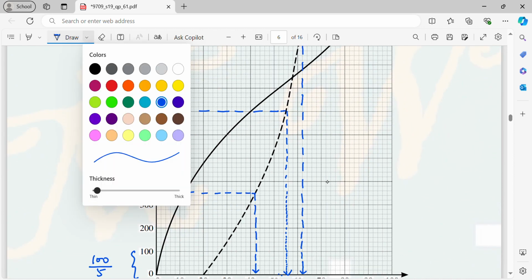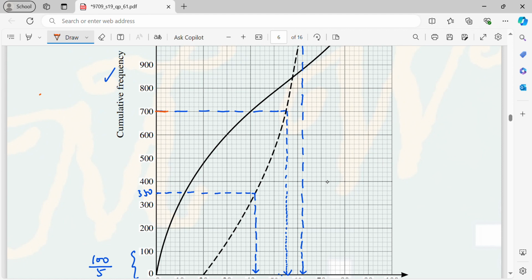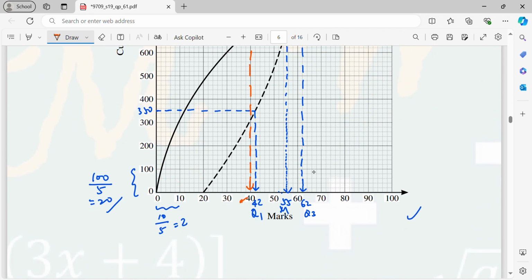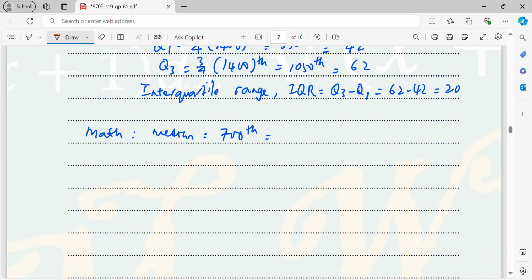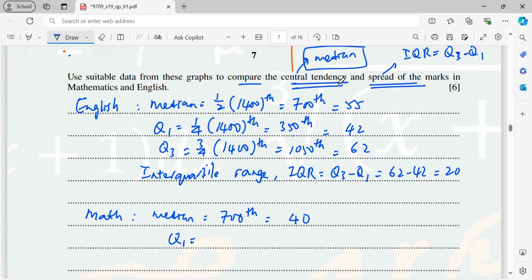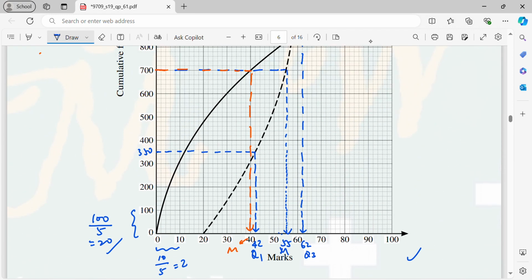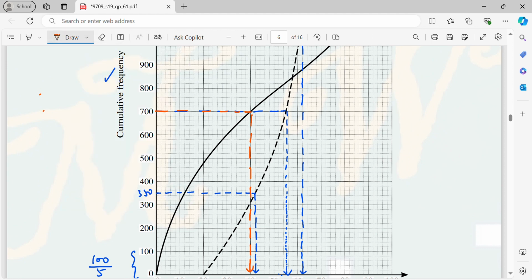Now we refer to the solid line. Okay, 700 is over here. So the solid line is over here. This is a solid line. That is 40. Okay, so the median is 40. Then Q1, that is the data number 350. And then the Q3 will be the same, 1050. Now just read from the graph. Okay, it's here.